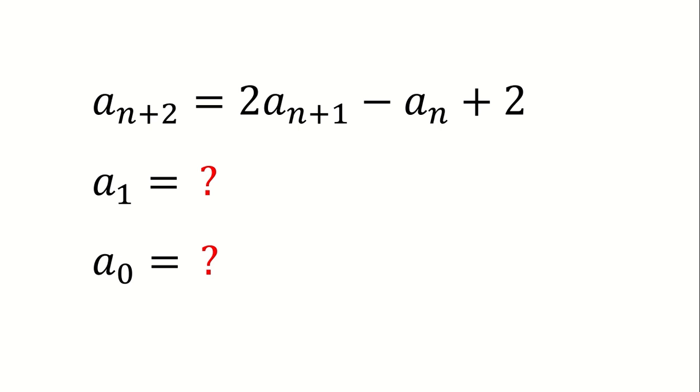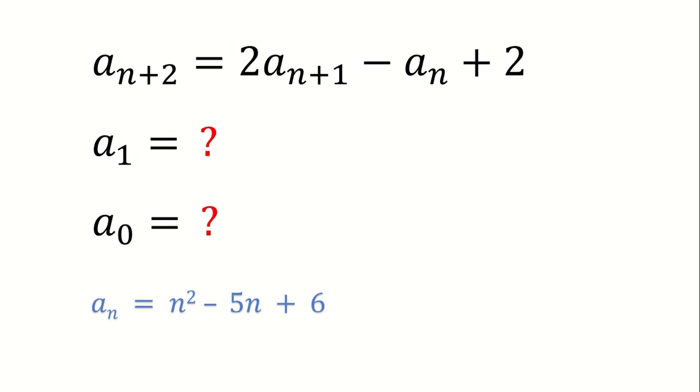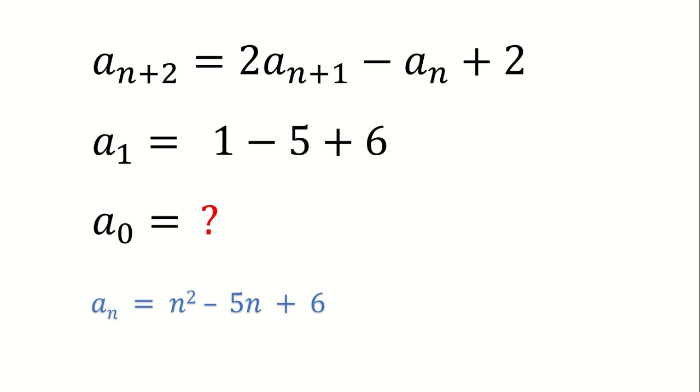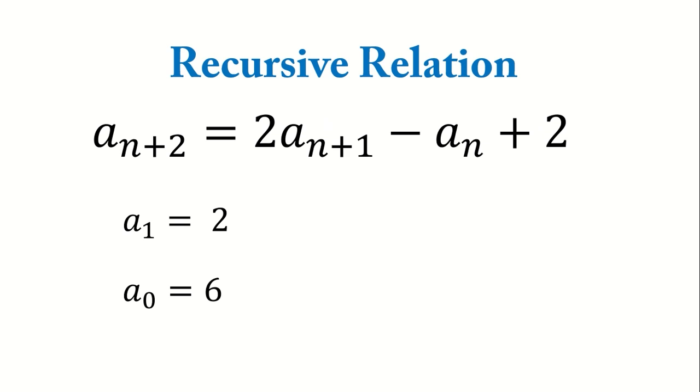As the question gives us, we can get the a_1 and a_0 values. The relationship says that a_n is equal to n squared minus 5n plus 6. So we can replace n with 1 and 0. So a_1 is equal to 1 minus 5 plus 6, which is equal to 2, and a_0 is equal to 0 minus 0 plus 6, which is equal to 6. So a_1 and a_0 are equal to 2 and 6 respectively. So the whole recursive relationship is: a_(n+2) is equal to 2a_(n+1) minus a_n plus 2, with a_1 and a_0 equal to 2 and 6 respectively.